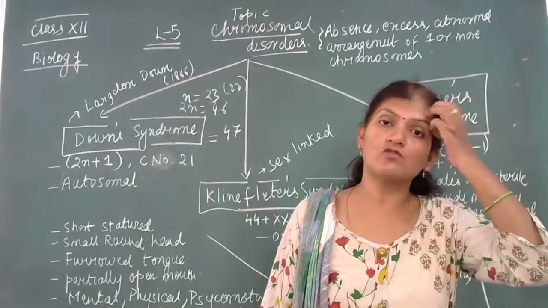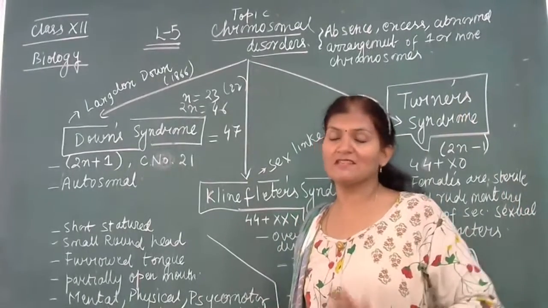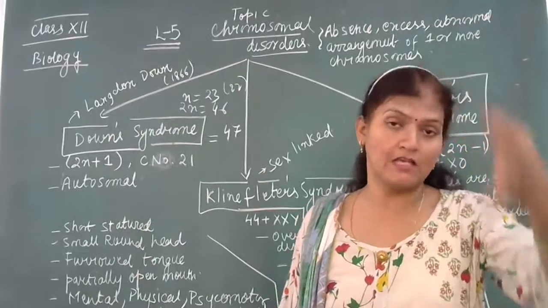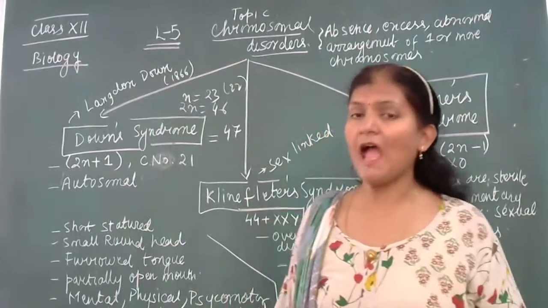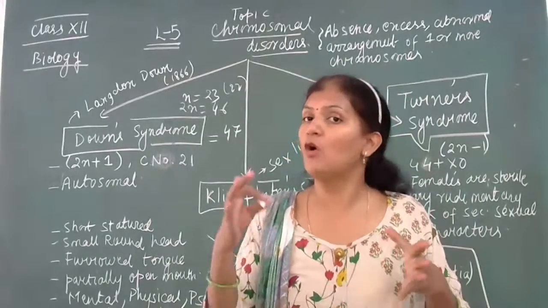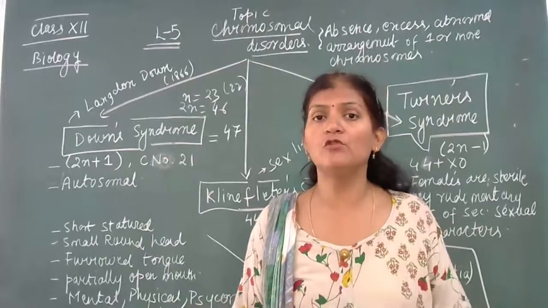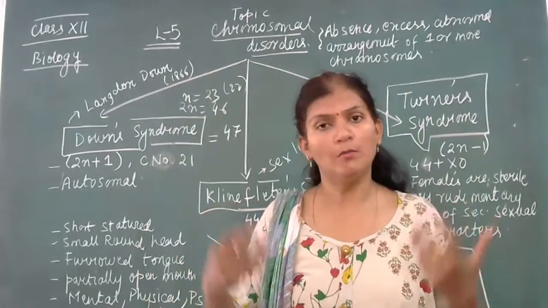Since the addition of chromosome is of which type? It is an autosomal chromosome, which decides the general body characteristics. Therefore, this is the autosomal disorder. And since it is caused by a change in the chromosome number of an autosomal chromosome, its symptoms are visible in the whole body.